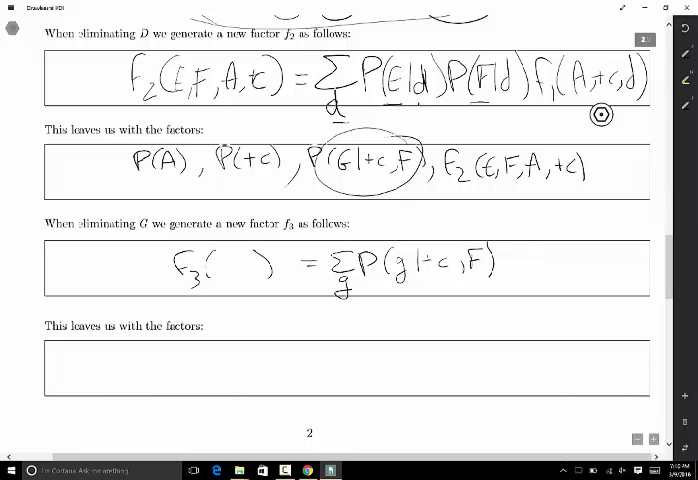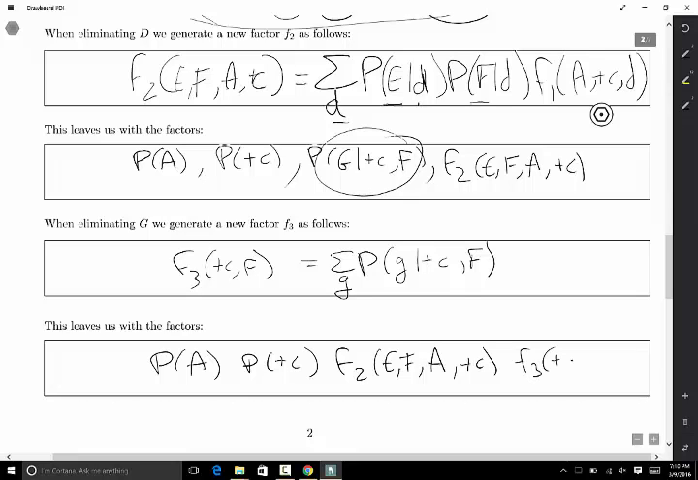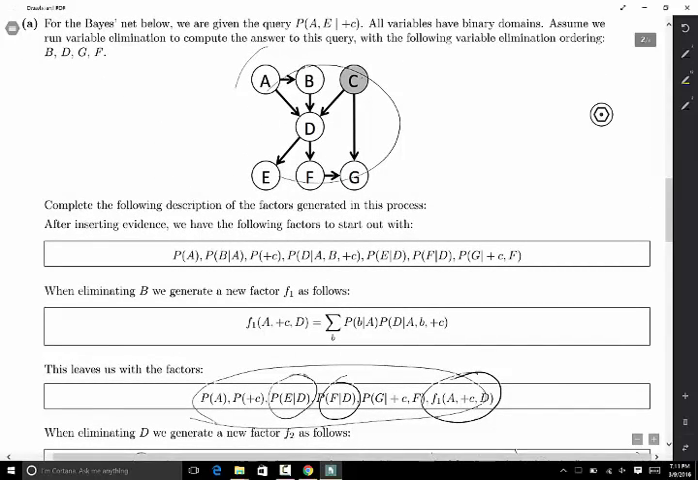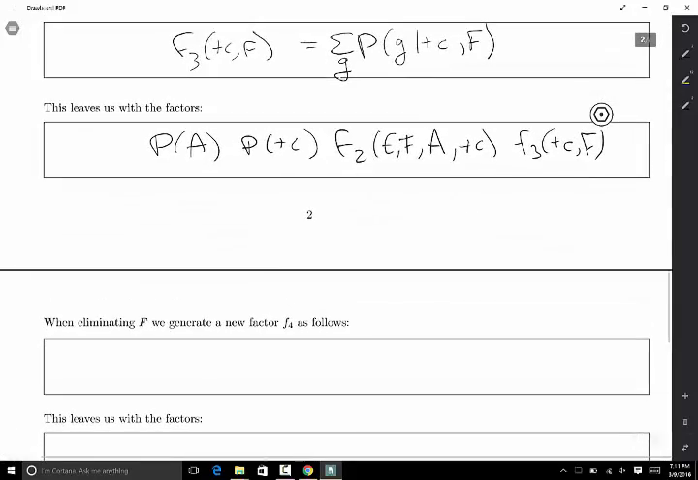So the inputs to f3 are plus c and f, and the factors that remain are the ones we didn't use. So again, p of a, p of plus c, f2 of e, f, a, and plus c, and then our new factor f3 of plus c and f. So notice that eliminating g didn't reduce the number of factors, but it means that we no longer have to take the distributions of g into account, and we have fewer variables to deal with, even if we have the same number of factors.